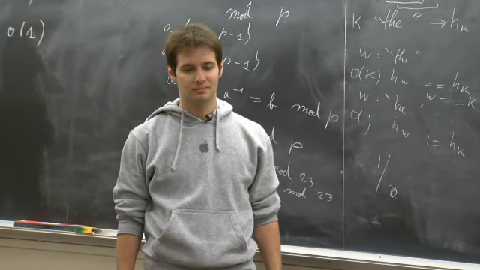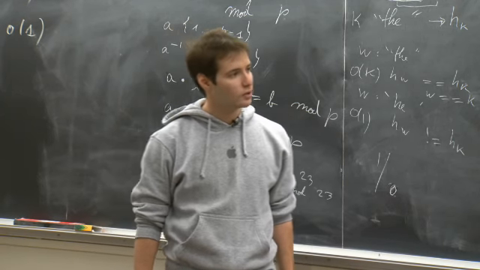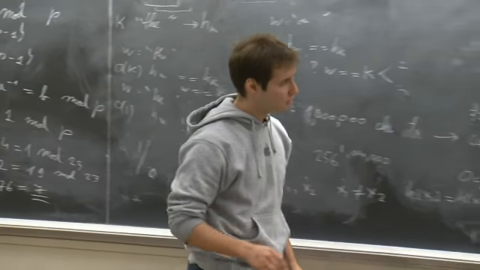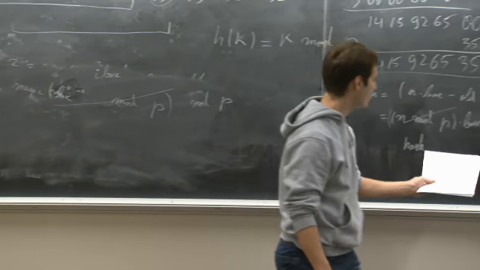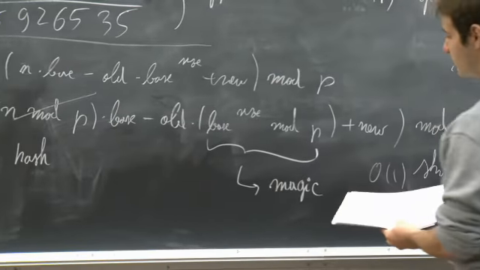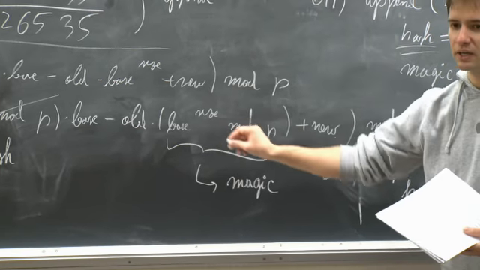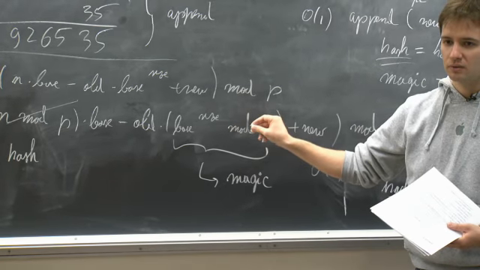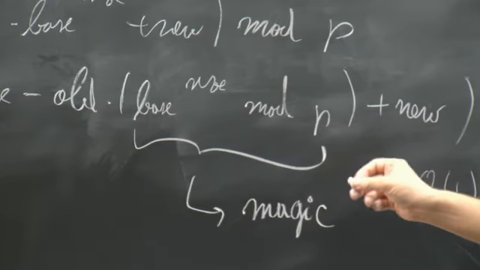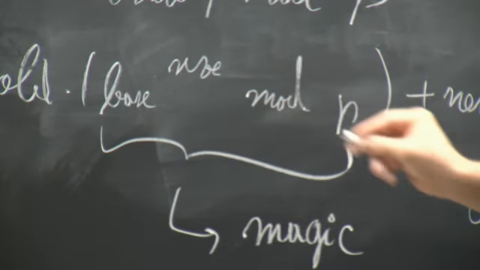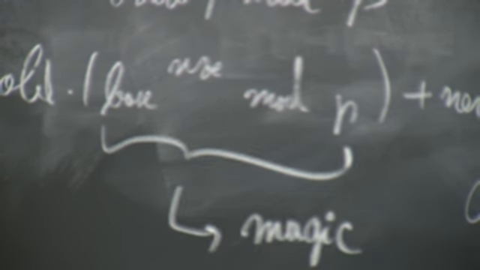Why do we compute magic? We compute magic because somewhere here we had this base to the size mod p, and this could get big. So I can't afford to keep it around and do math with it all the time. So I can't compute base to the size every time I want to do an append.